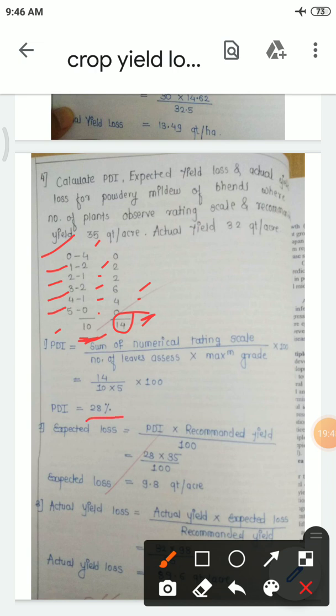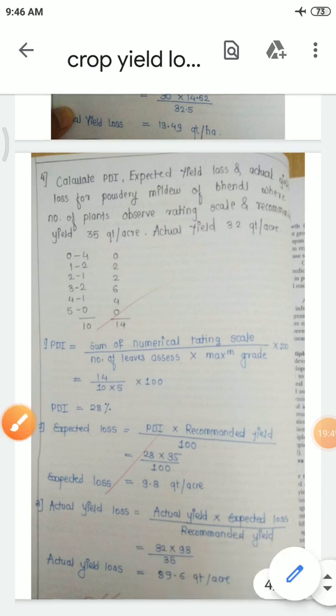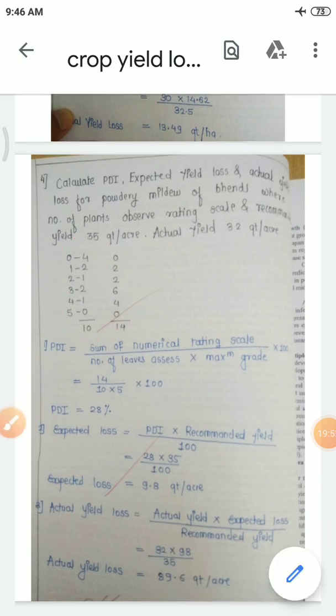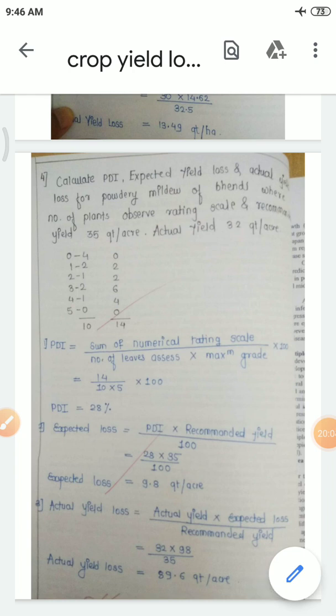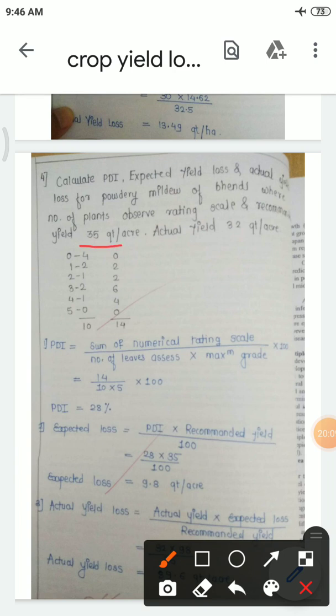Then we have to calculate the expected loss. Similarly we write the formula: expected loss is equal to PDI into recommended yield divided by 100. As we know, the PDI is 28, and the recommended yield is given, 35 quintals per acre, so 28 into 35 divided by 100. In that way we get the expected loss, that is 9.8 quintals per acre.